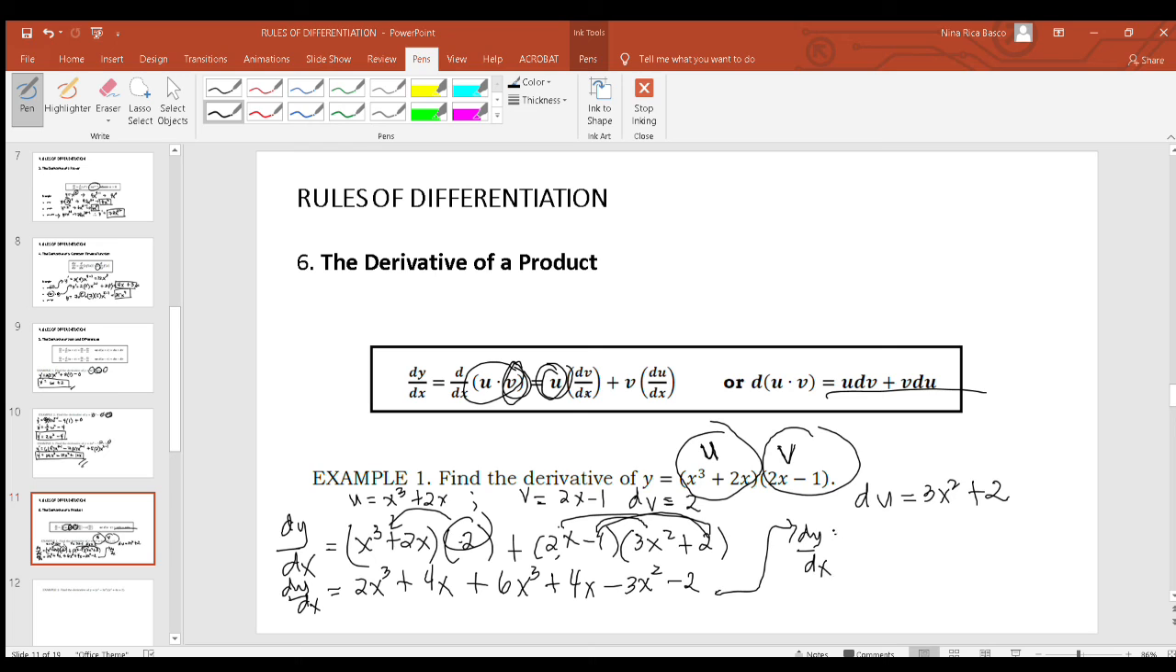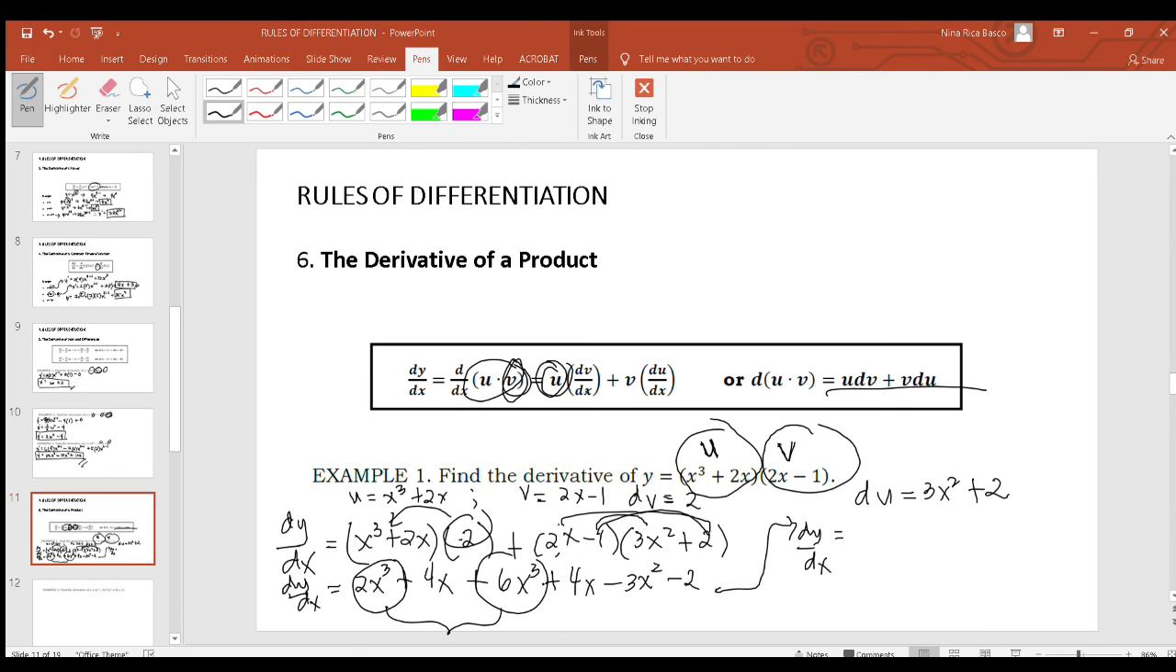dy over dx is equal to... Okay, let's see which terms we can combine. Let's look at their variables. Which ones have the same variables? The first term and the third term can be combined: 2x cubed plus 6x cubed is equal to 8x cubed. What else? This 4x, they have the same variable, right? 4x plus 4x is equal to 8x. What else? None.